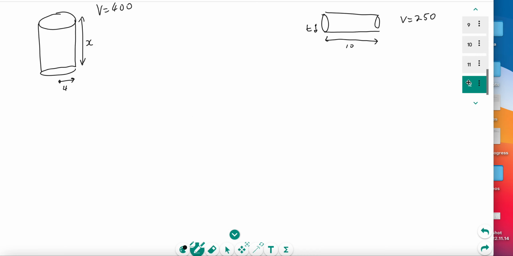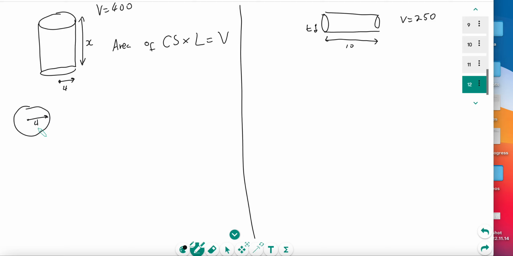Very nice. Last one. We have a cylinder, which is a prism. We know its volume. So the volume of a prism, same formula. It's area of cross-section times by the length is equal to the volume. Now the cross-section is a circle. It's got a radius of 4. To find the area of a circle, it's pi r squared times the length equals our volume. Let's just fill in the blanks. So pi, the radius is 4 squared times the length of x is equal to the volume of 400.